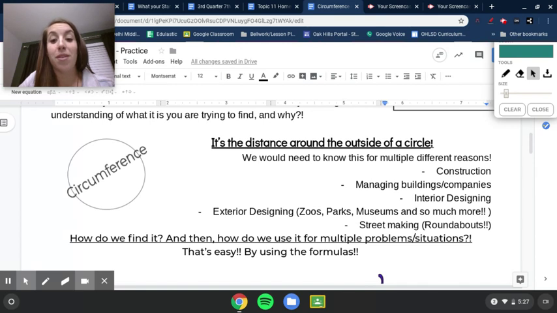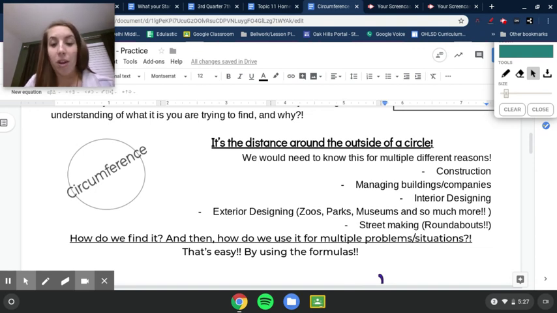I say zoos specifically because they have to come up with the circumference of a circle for certain habitats that they create inside the zoo. And then more commonly, you're starting to see what are called roundabouts in streets. That's a type of intersection, and they have to have a certain circumference in order to prevent accidents from happening and to control the speed of cars.